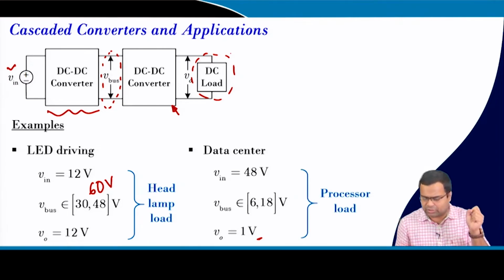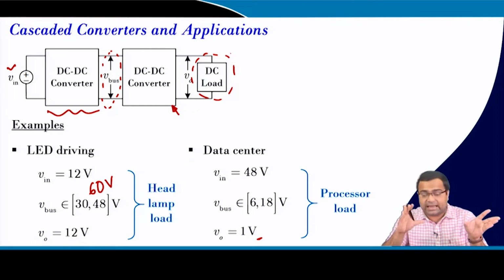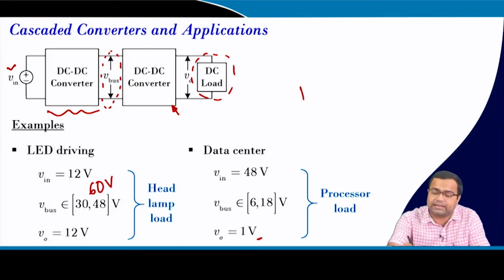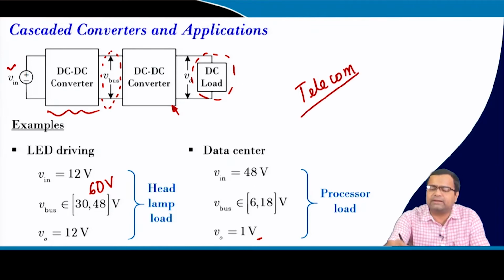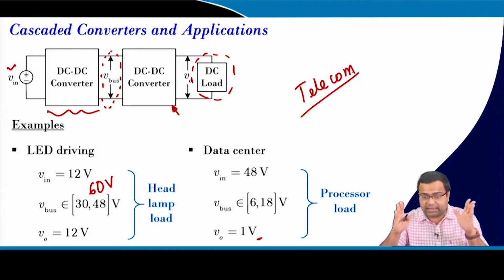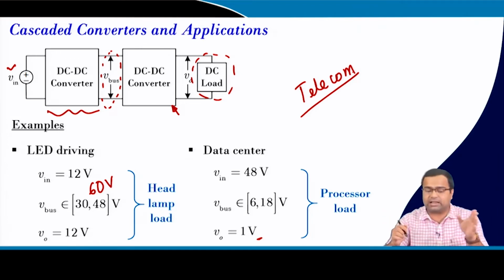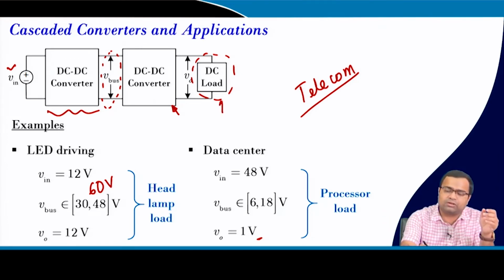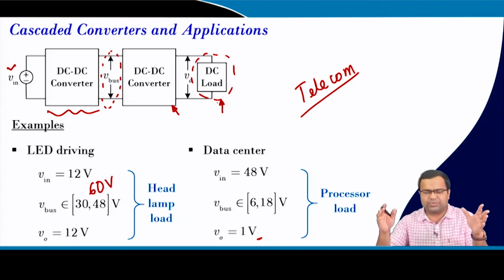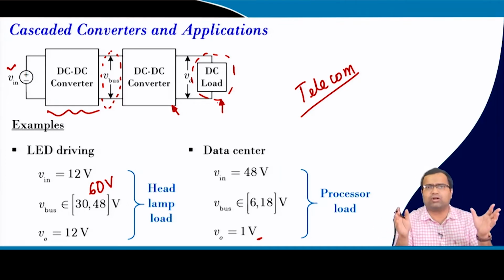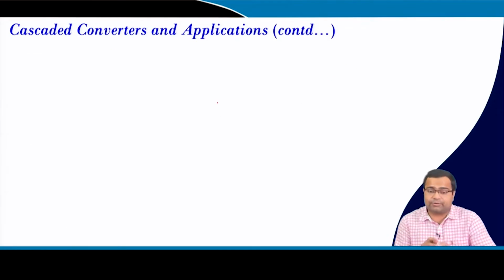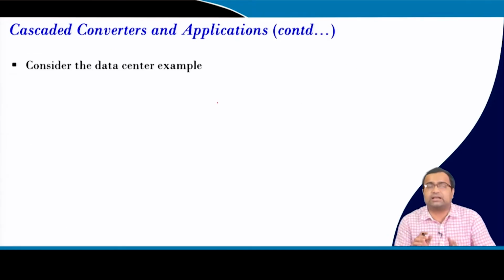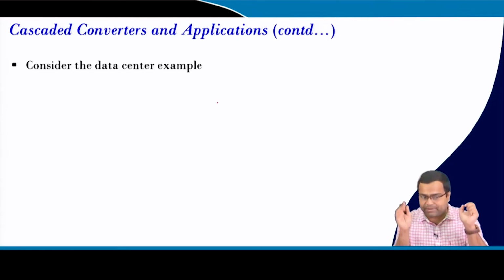So, this is processor load. That means, in these two applications, even there are telecom applications I told, for example, in the telecom application, that 48 volt is a common supply, is a standard, and then the load POL, that means point of load, this can be roughly around 3.35 volt or less, around 1 volt or so. For such applications, two-stage architectures are generally preferred.